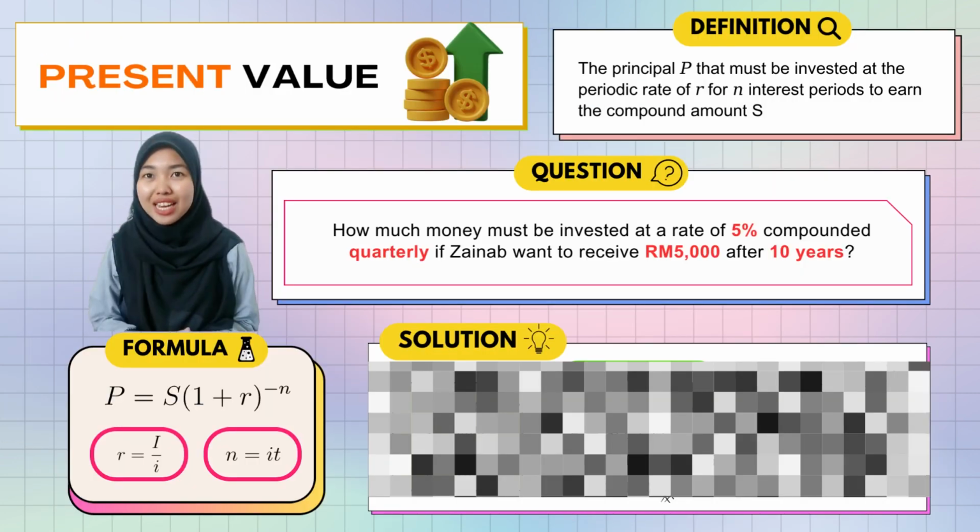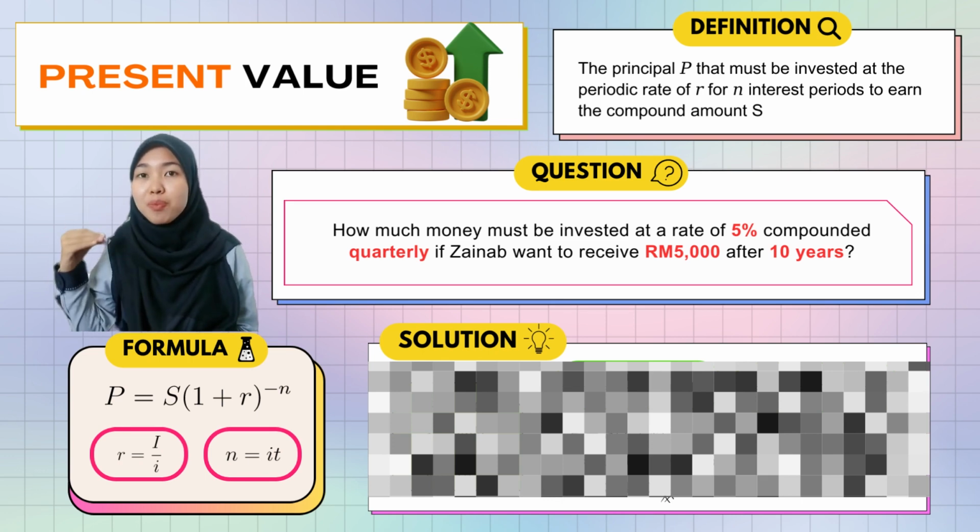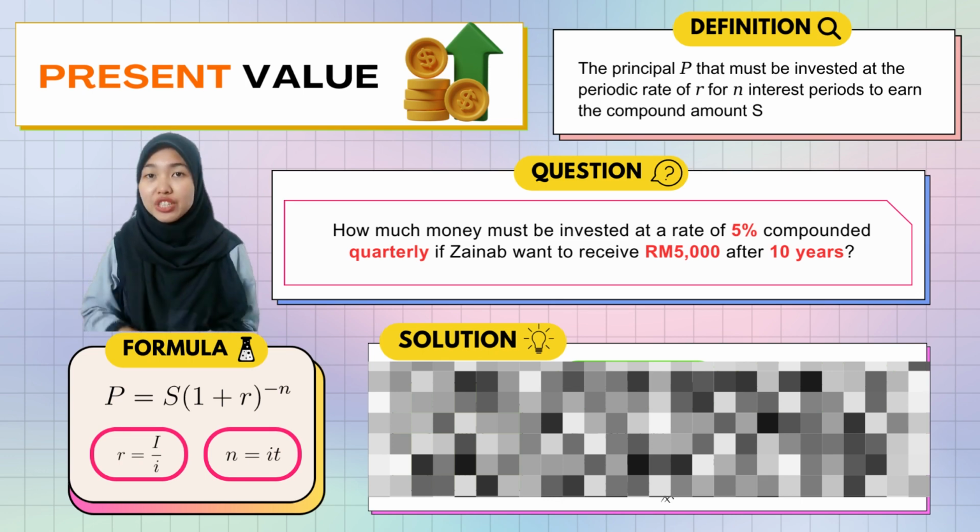Next, hi, I am Aqilah and I will present to you about present value and future value. Let's start with present value first. Present value is defined as the principal P that must be invested at the periodic rate of R for n interest periods to earn the compound amount. The formula we use for present value is P is equal to S in the brackets 1 plus R to the power of negative n. R here represents interest rate per year divided by number of compounds per year, and n represents number of compounds per year times number of years. Now let's look at the question together.